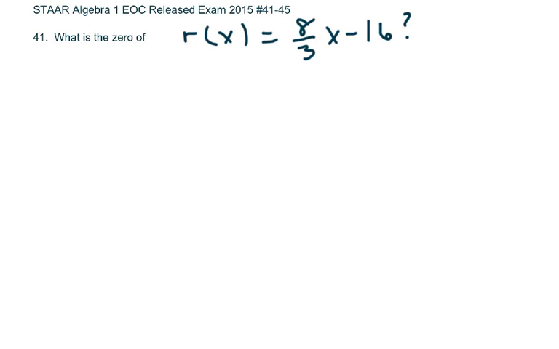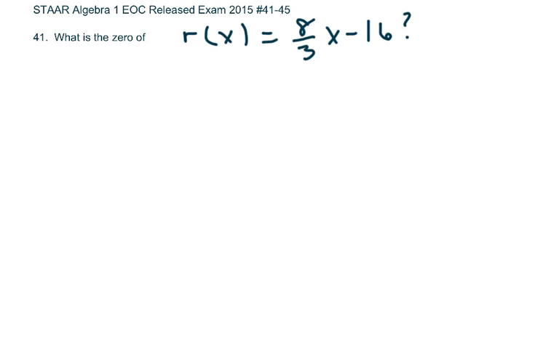Hi everyone, this is your exam, released exam 2015, questions 11 through 45. As usual, I have the hard copy with you so you can write along with me, and a calculator would be helpful. So what is the zero of, this is 41, r of x equals 8 over 3x minus 16.